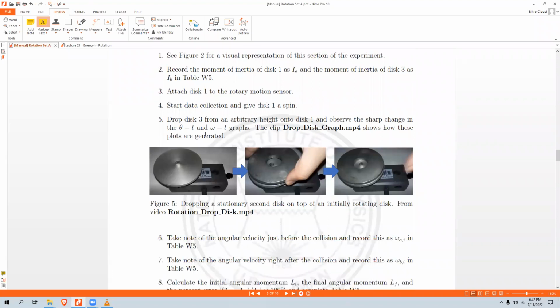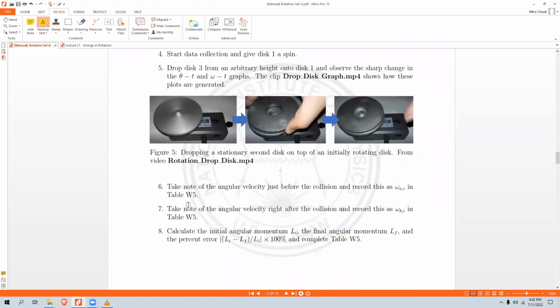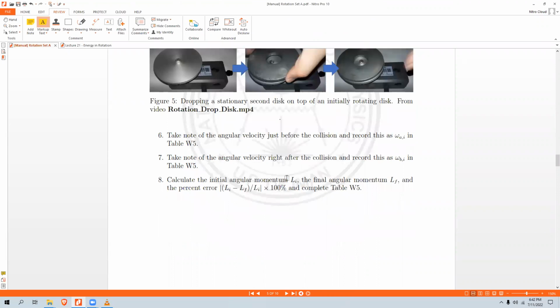Again, we'll be skipping these parts. We will skip the recording parts and go directly to the 8th step here. We will calculate the angular momentum, initial and final, using formulas that we have talked about earlier. And we will be discussing the percent error again. This time, the percent error is determined through comparing the initial and final angular momentum states. You just have to follow this formula to get the value and complete table W5.